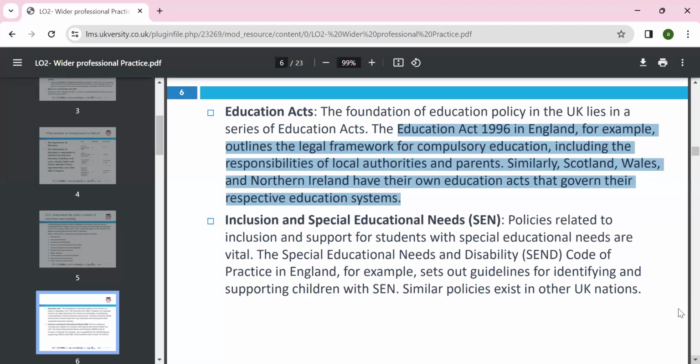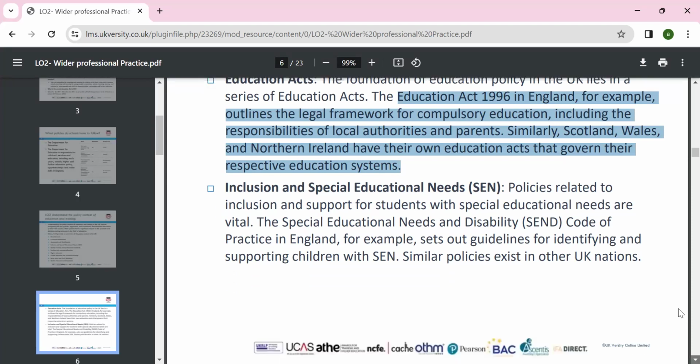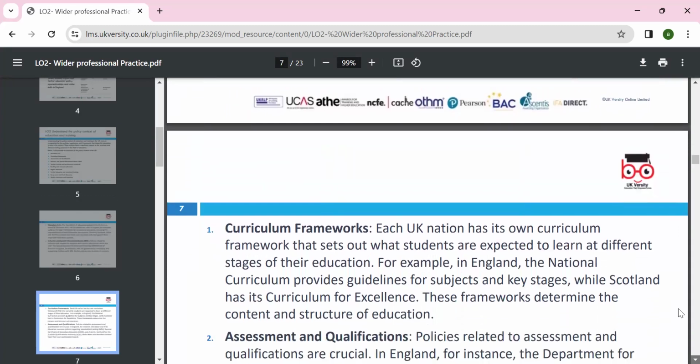Inclusion and special needs: policies related to supporting students with special educational needs. We have registers in place, and of course, within that, who is authorized to access the information. Within that, we can look at GDPR, the General Data Protection Regulation, and not passing information to third parties. These are all policies which we need to be aware of.